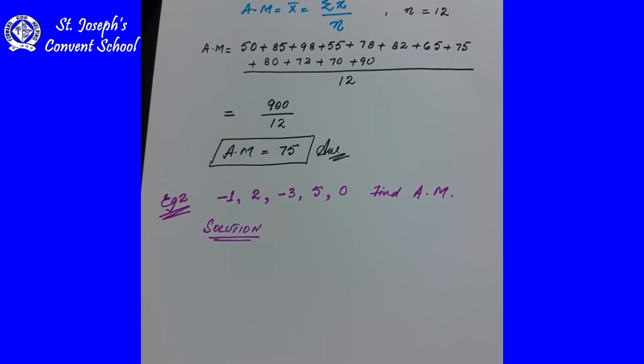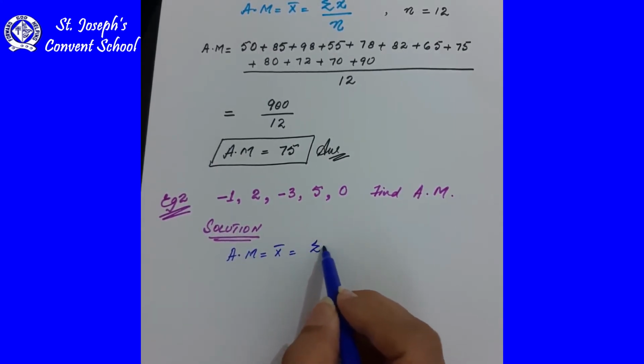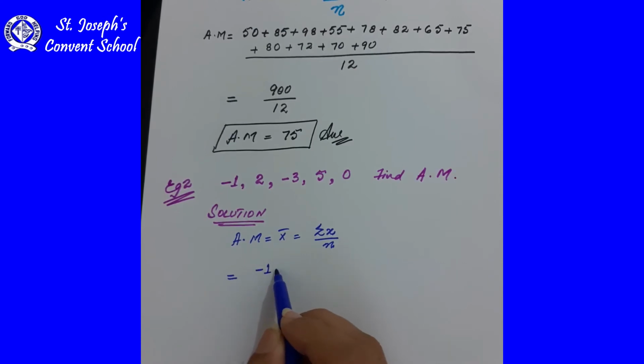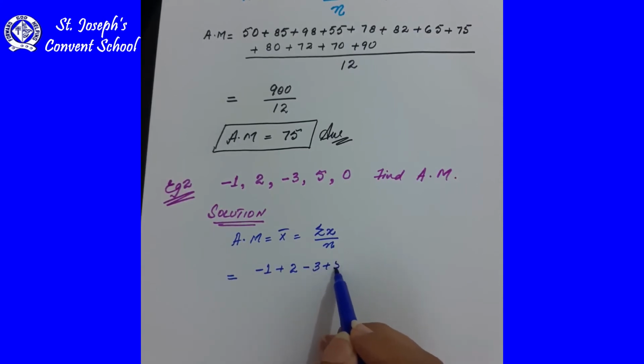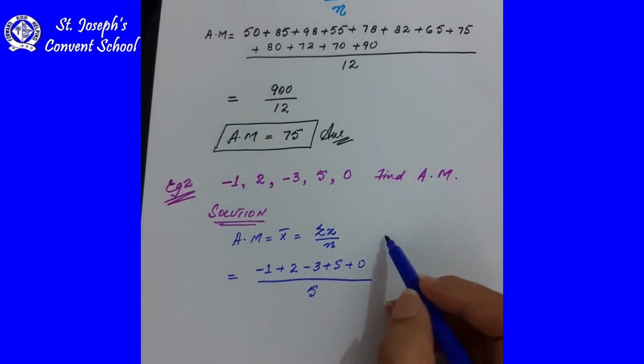Same way. You know that the formula of arithmetic mean is x bar equals sigma x upon n. It means the sum of all the values, so you will add all these values. Now where a minus sign is given, minus into plus is minus. Minus 1 plus 2 plus minus 3 plus 5 plus 0, divided by how many values are these? 1, 2, 3, 4, 5. Divided by 5. In this case, n is 5.